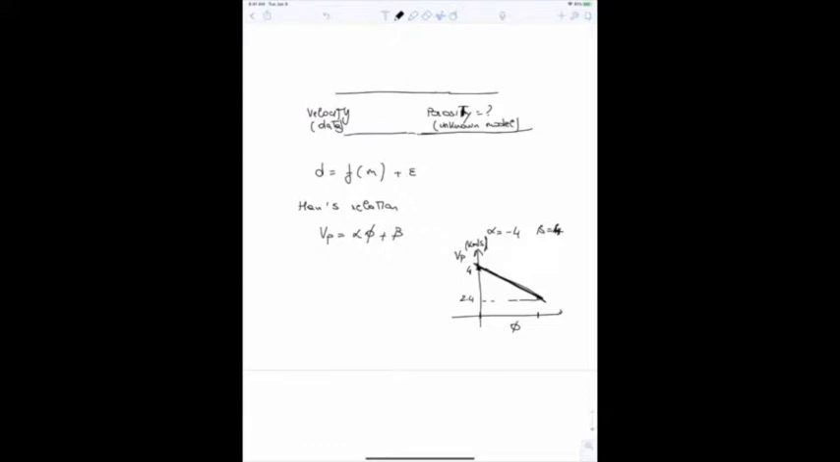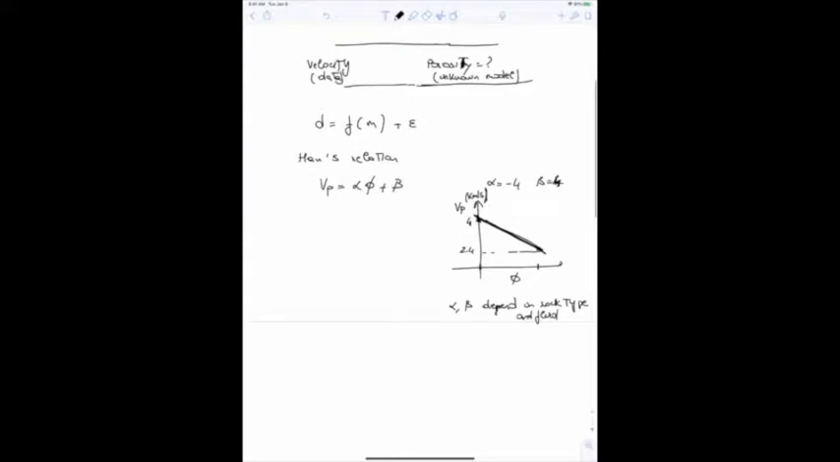And again, alpha and beta actually depend on the rock type and on the fluid. Well, actually, beta is only a function of the rock type, and alpha is a function of the fluid, the amount of fluid in the pore space. But anyway, this is a good example of a rock physics model that is linear in porosity.